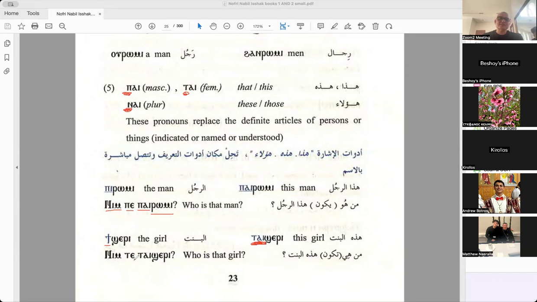So when you say Nimte, now it's different. When we said who is, for singular masculine it was pe, because that's the sound for singular masculine, if you remember. If I want to say who is for feminine, I would say te. So Nimte Tai Sheri, Nimte Tai Sheri. Who is this girl, right?